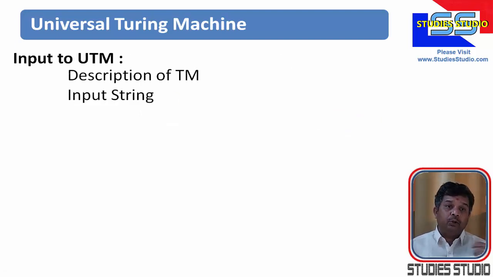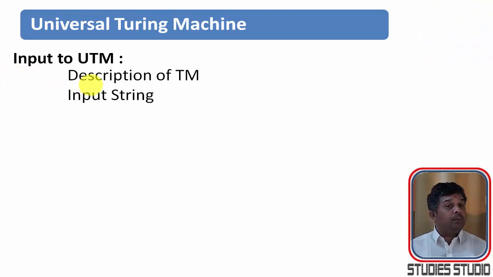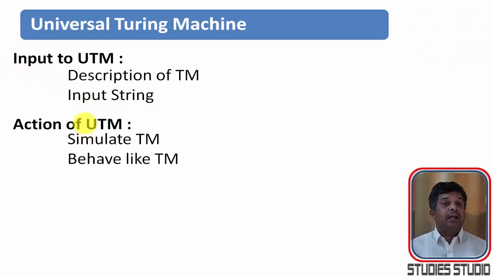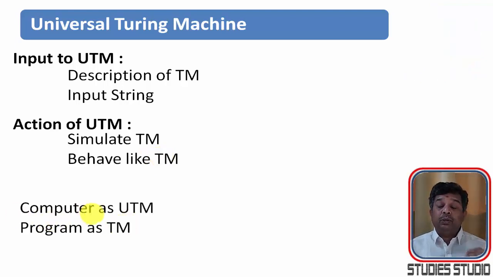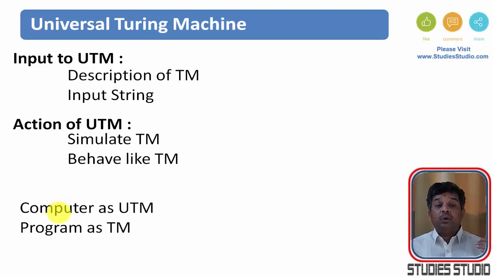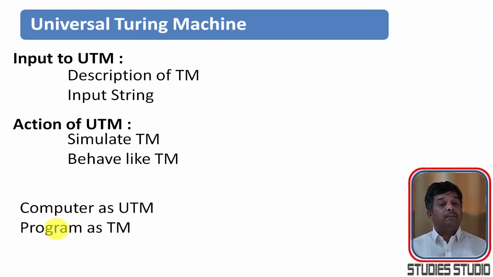So basically, for a universal Turing machine, we give the description of a Turing machine and an input string. The action that we perform is to simulate the Turing machine, and the universal Turing machine will behave like a Turing machine. We can think of the universal Turing machine as a computer and the Turing machine as a program. Why? Because any program we write doesn't run by itself. The program is simulated by the computer and we get the result in the computer. But the program actually gives us the output and we try to perform it in the computer.